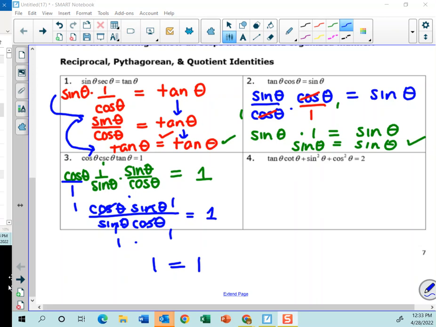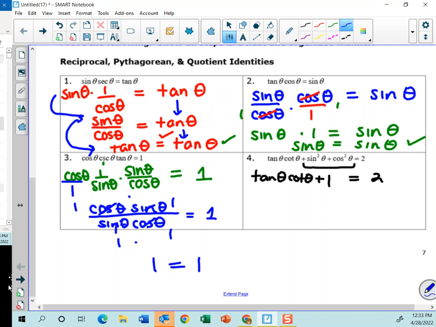Okay, so problem number 4, we've got more things going on. When I start seeing additions and subtractions, I then start thinking potentially Pythagorean identities. So when I see a sine squared plus a cosine squared, I absolutely always replace that with a 1. So tangent times cotangent plus 1.